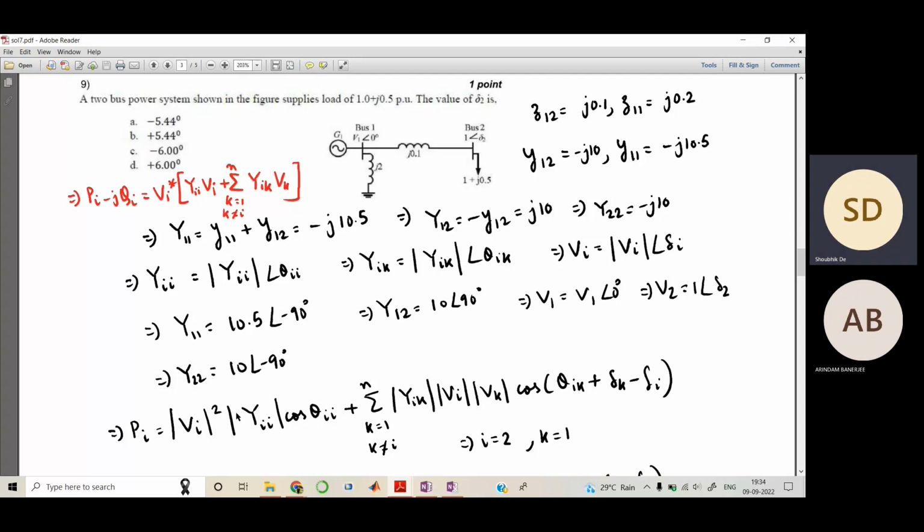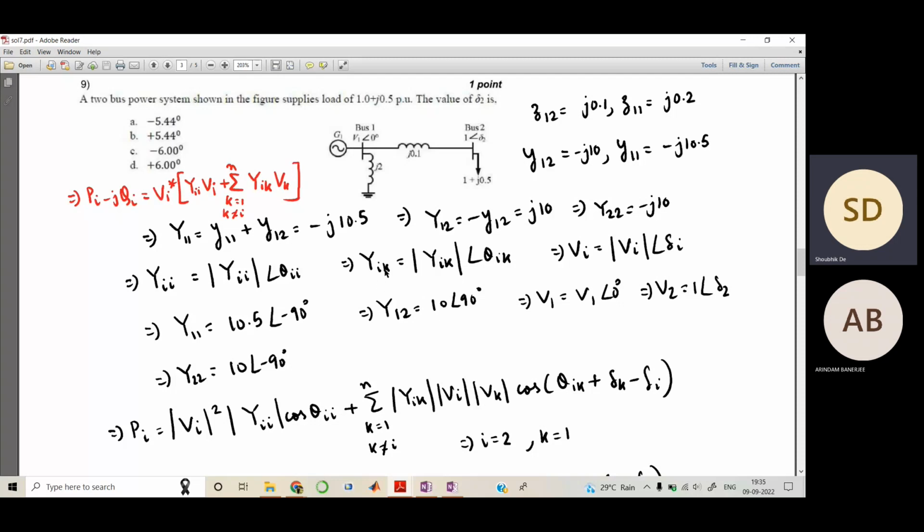Now going to each of these terms. This Yii, where i means 2 here, is the magnitude of Yii and theta ii, which is only the angle associated with it. Now if you see Y22, we are concentrating on bus 2, therefore you can easily say that the magnitude of Y22 is 10, and minus j means minus 90, therefore theta 22 would be minus 90 and Y22 would be 10.